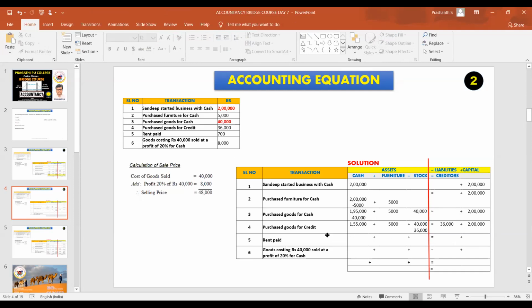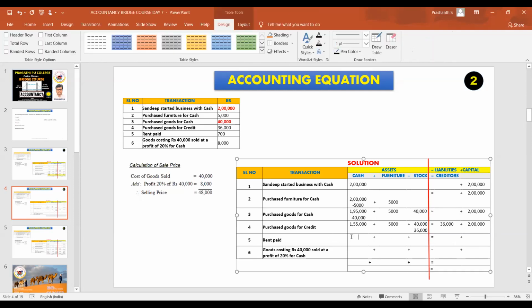Then let us come to the rent paid. Rent paid. That means you should bring everything down. That is the first rule. Each row is an accounting row, so all the accounts have to come down. 1,55,000 should come down, plus 5,000 comes down, and this one we should total 76,000. So 76,000 should come into the picture.